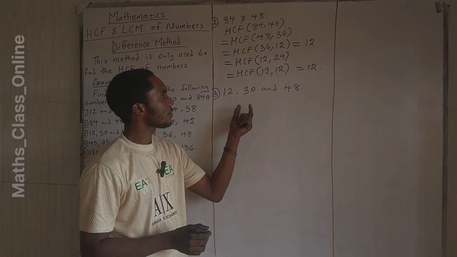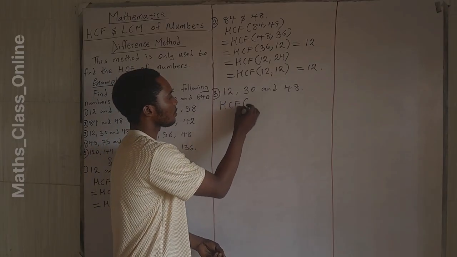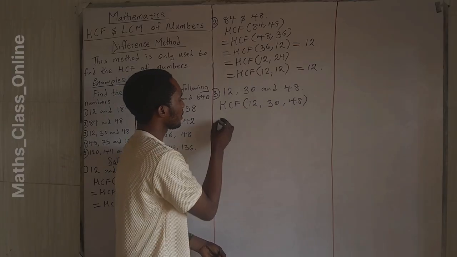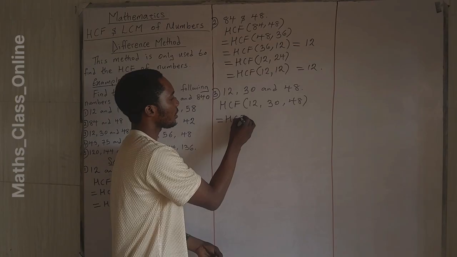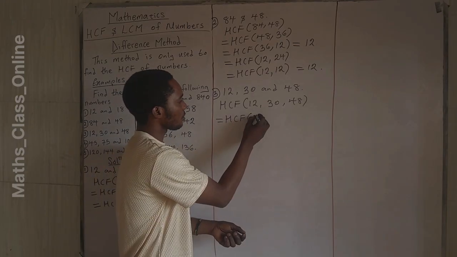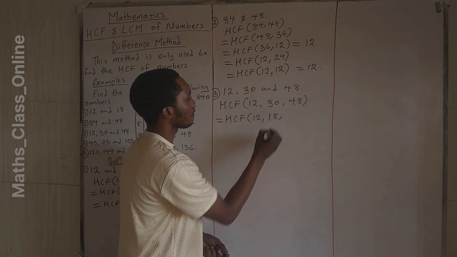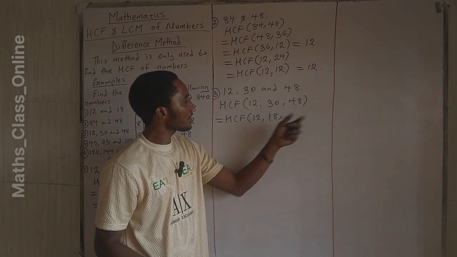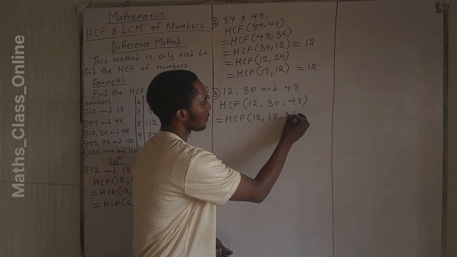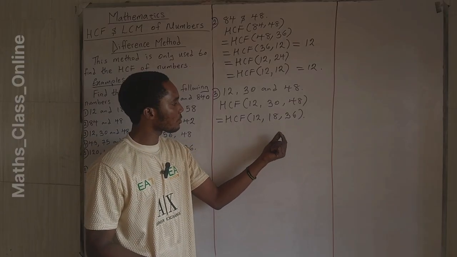We have 12, 30, and 48. We are to find the highest common factor of 12, 30, and 48. This is equal to the highest common factor of, the least number here is what? 12. Write 12. 30 minus 12, that is what? 18. 48 minus 12 is what? 36. What is the least number that we have here? The least number that we have here is 12.